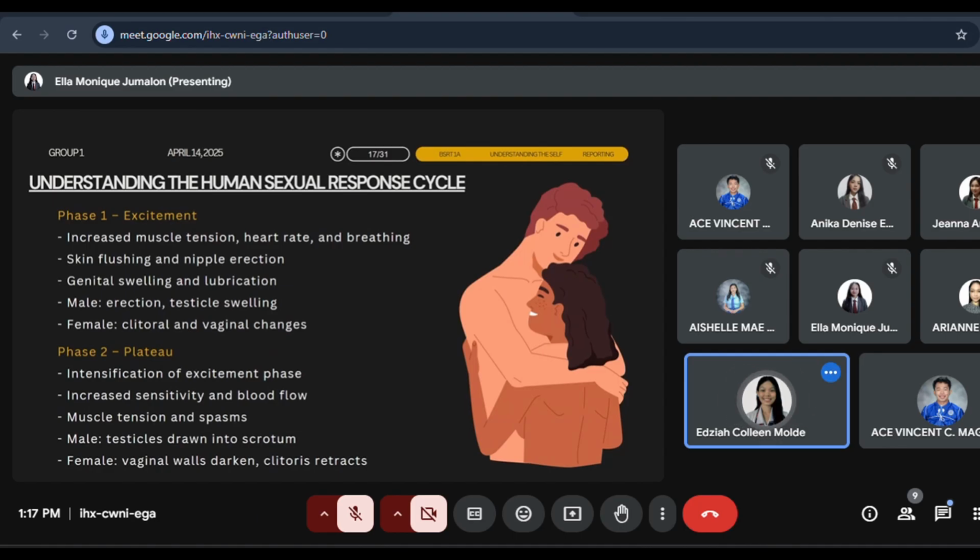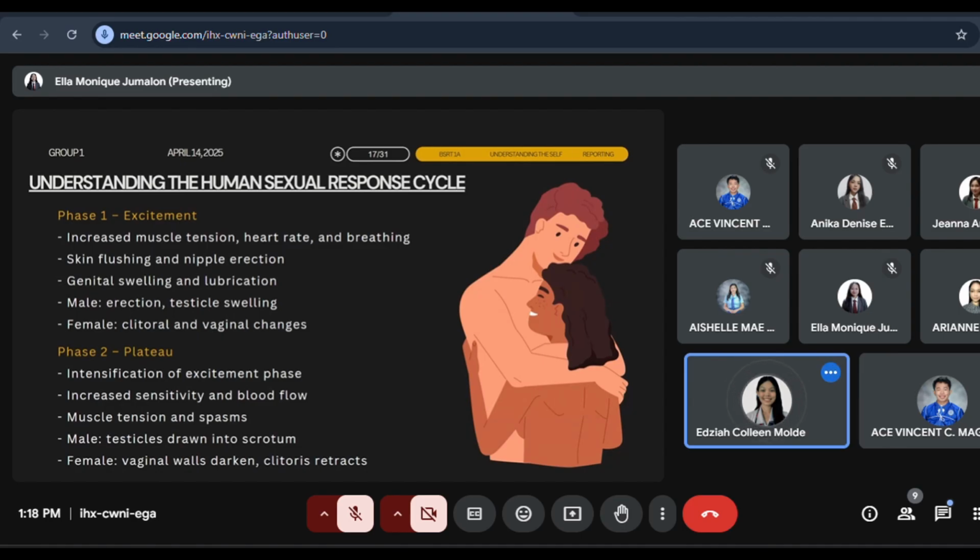In this phase, muscle tension increases, heart rate speeds up, and breathing becomes faster. Blood flow increases to the genitals. For women, this leads to swelling of the clitoris and vaginal lubrication. For men, it leads to an erection and secretion of lubricating fluid. This stage can last from a few minutes to several hours depending on the person.